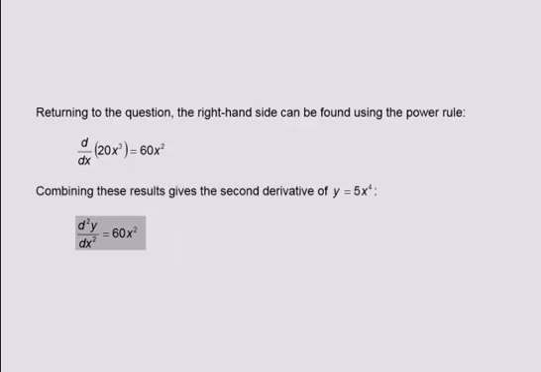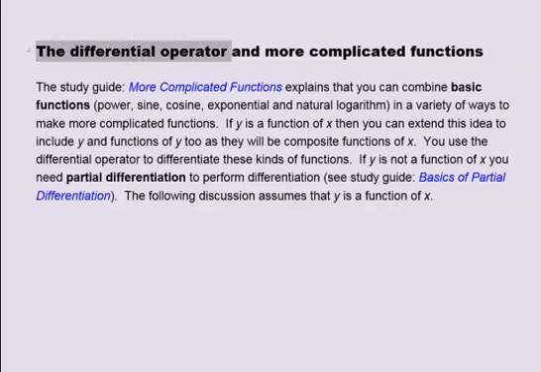d2y over dx squared equals 60x squared. The differential operator and more complicated functions.